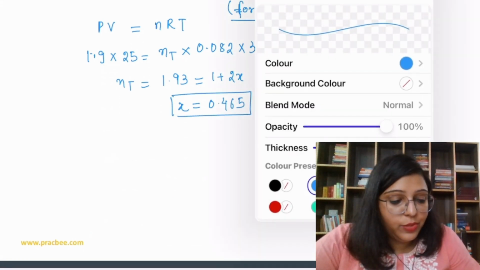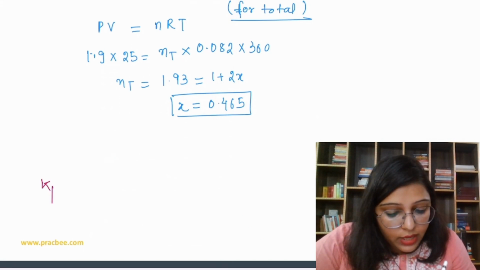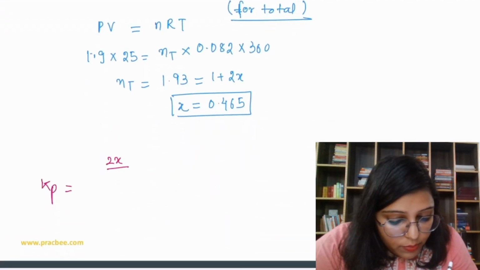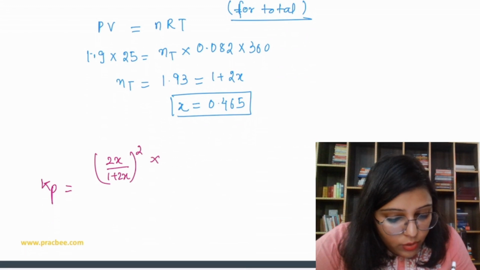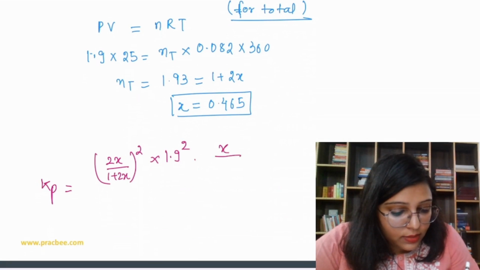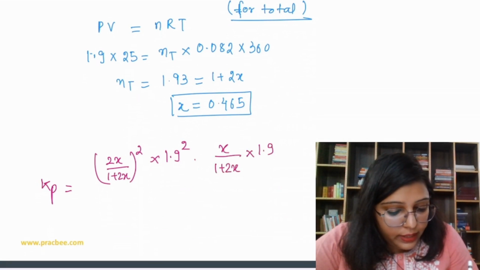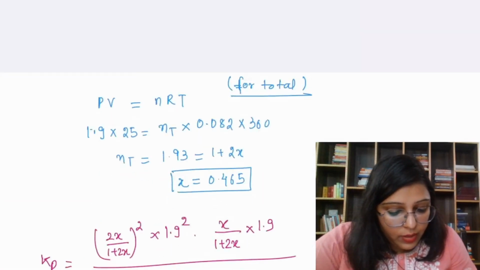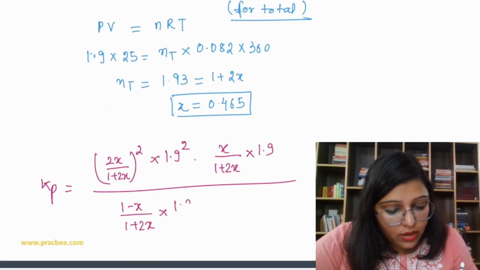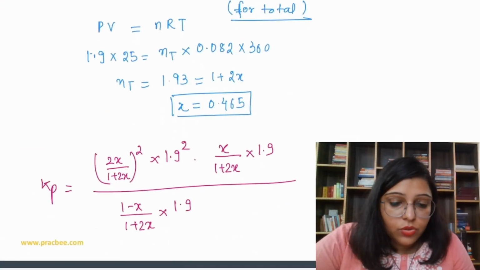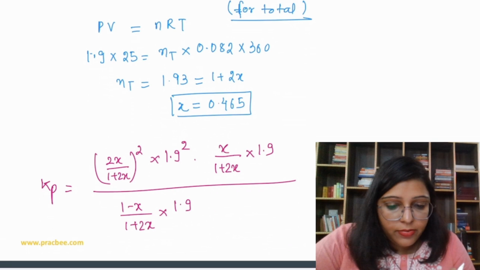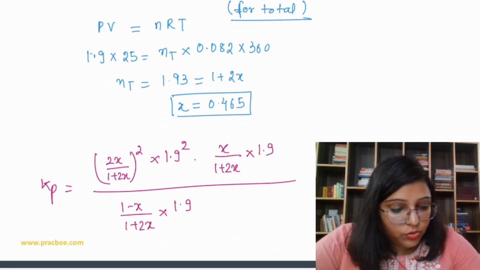Now we have to put the values. So Kp is equal to 2x upon 1 plus 2x, squared, into 1.9 squared, then x upon 1 plus 2x into 1.9, divided by 1 minus x upon 1 plus 2x into 1.9. Now we have everything. So let's see how to solve this. Let's put all the values from here.